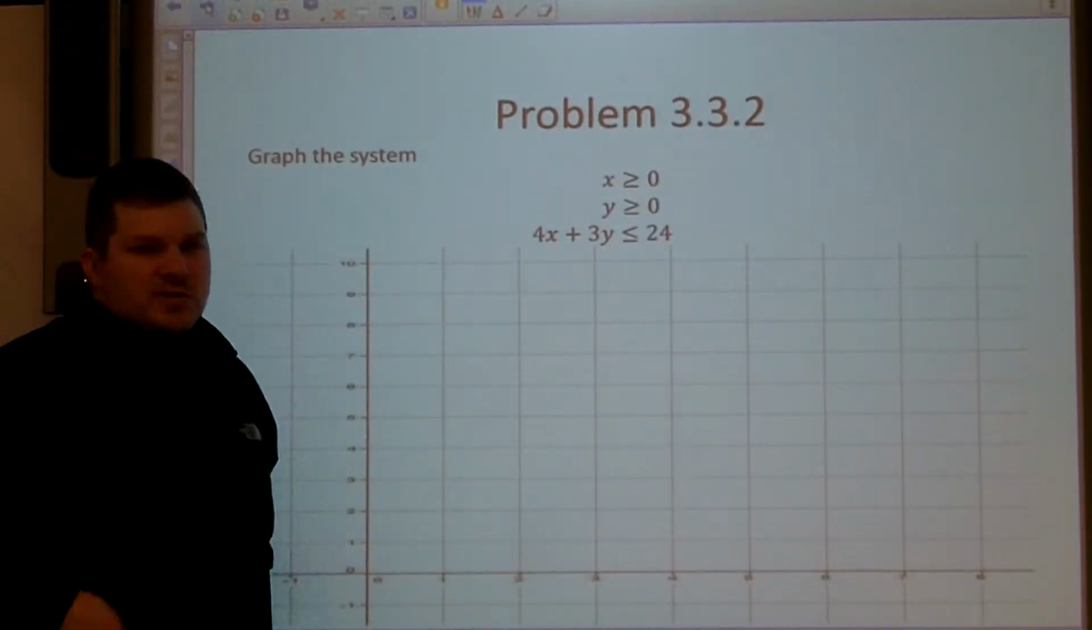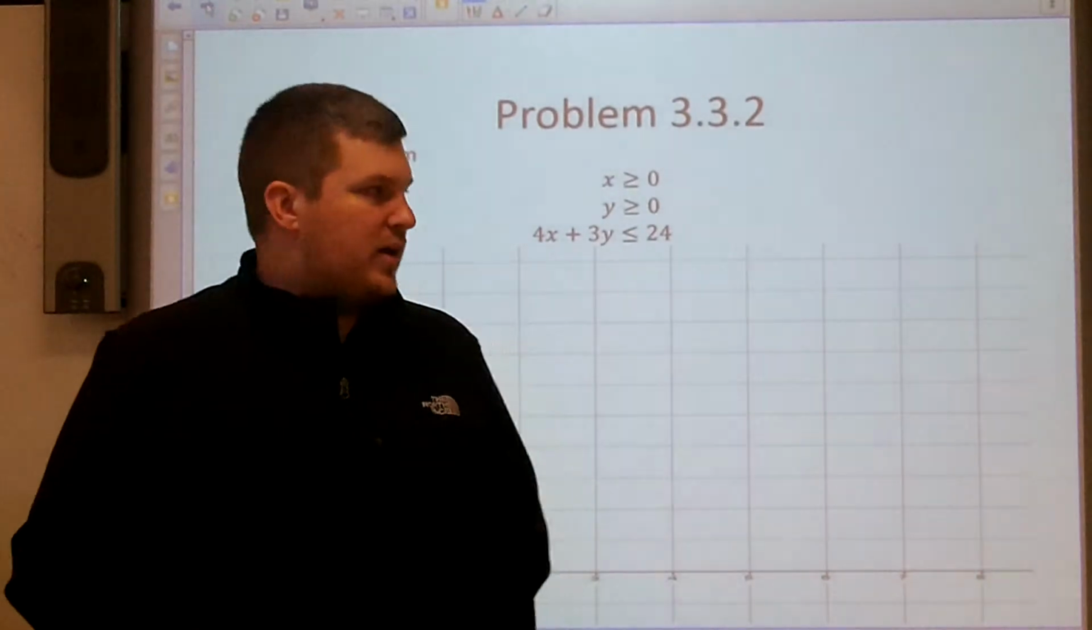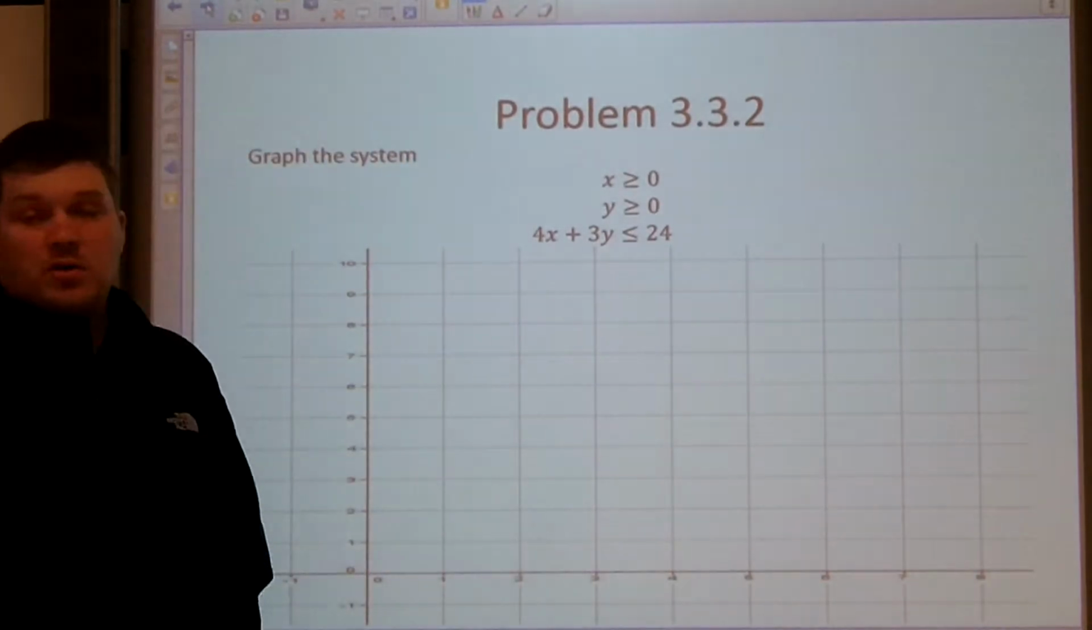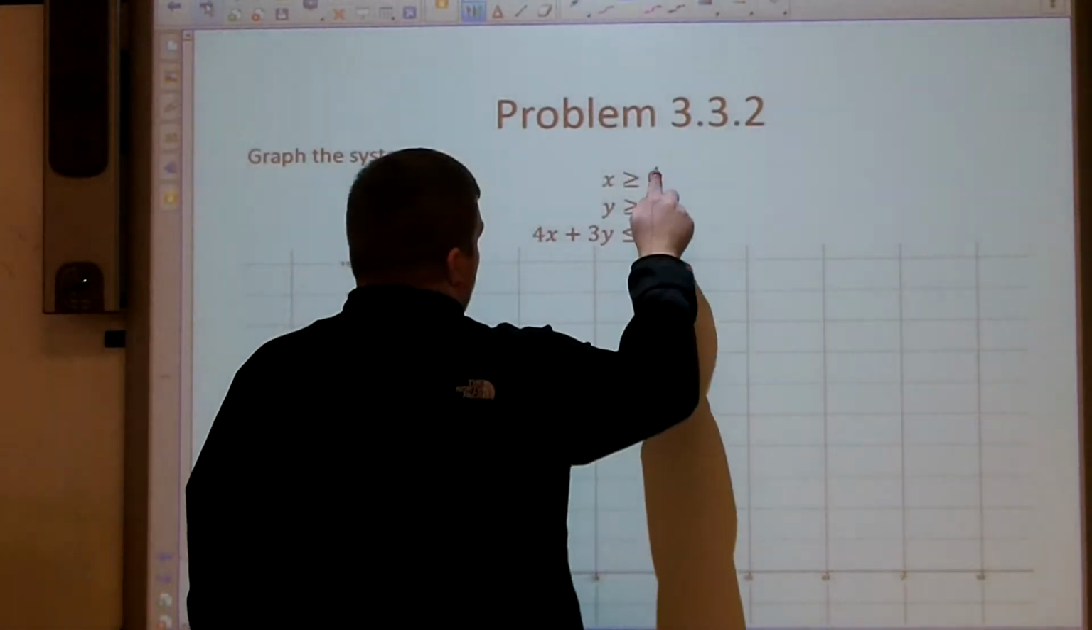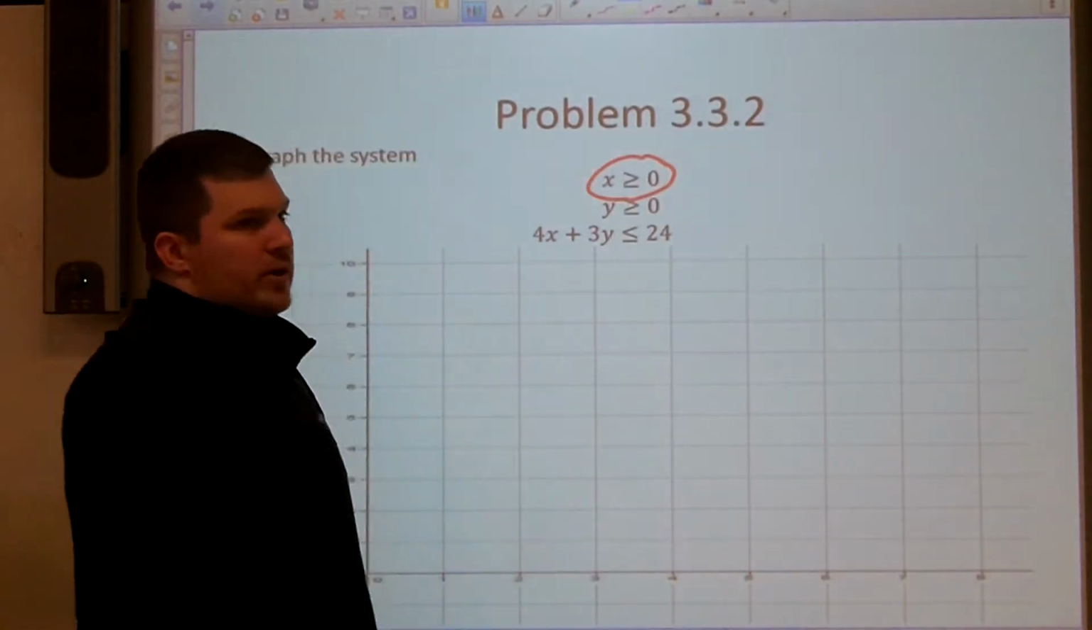Okay, graph the system, a little bit more complicated. So here in this system we have 3 inequalities we need to take care of. Take it one at a time. So I'm going to do the first one in red. X greater than or equal to a number.